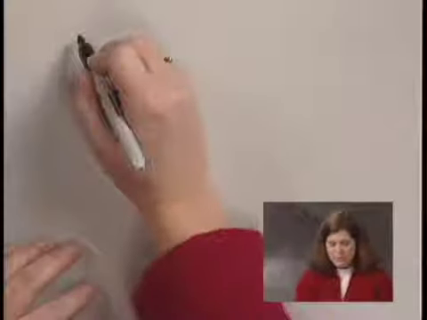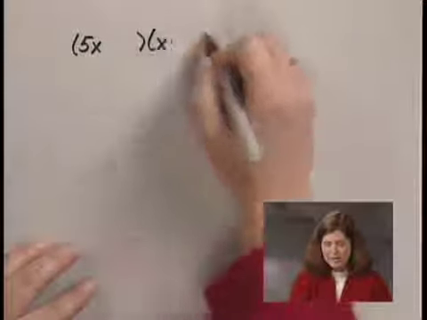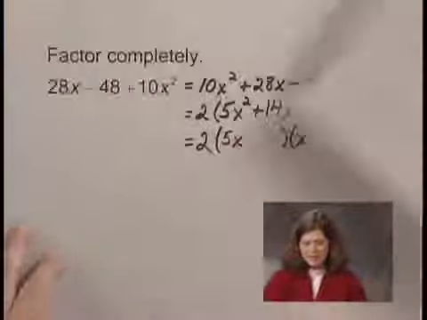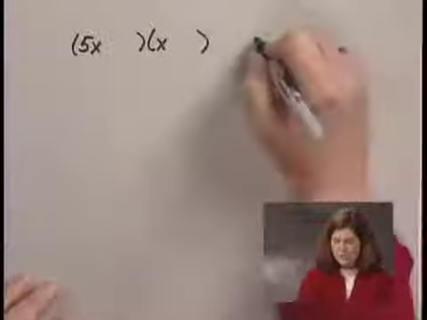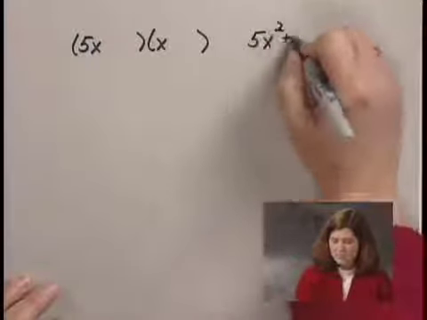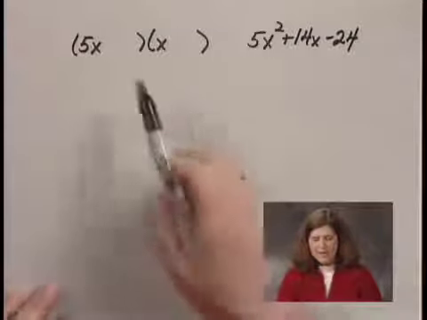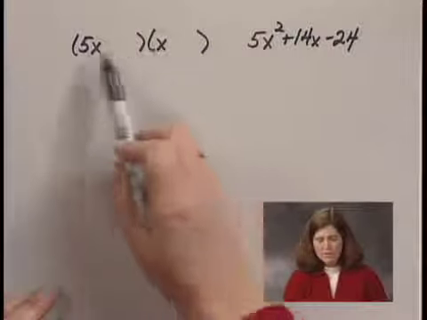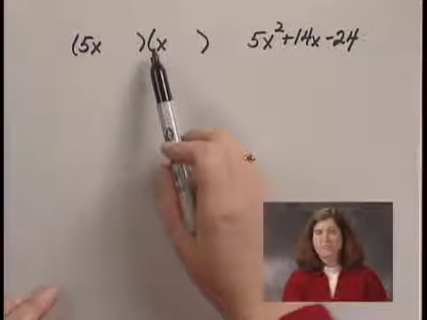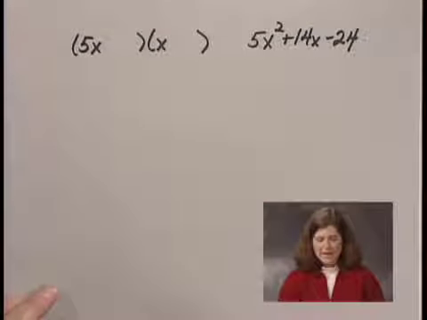So let's go to another piece of paper because it could take a little bit of work to figure out what we've got. I want 5x and x, and I want this to equal 5x squared plus 14x minus 24. Now I'm going to choose numbers so that the product is negative 24. I've already chosen the first term in each binomial so that the product is 5x squared. So what I'm really going to be checking for is the middle term is 14x.